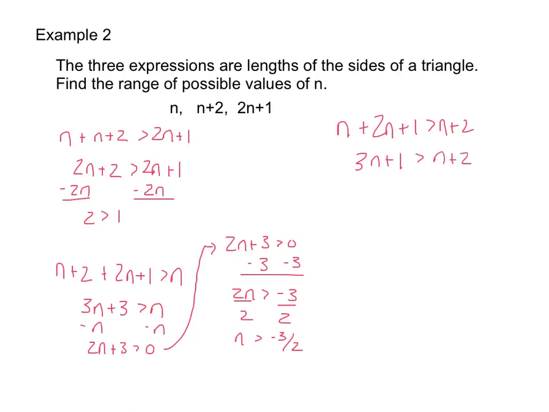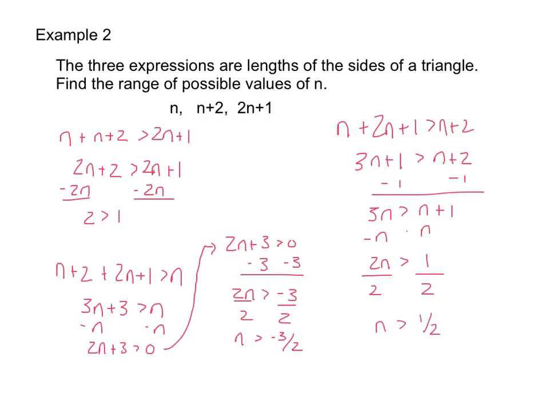Simplifying now, let's subtract 1 from here. Subtract 1: 3n is greater than n plus 1. And now move the n over, and you see 2n is greater than 1. Last step, you need to divide by 2. N is greater than 1/2.